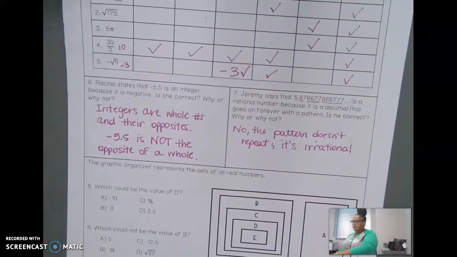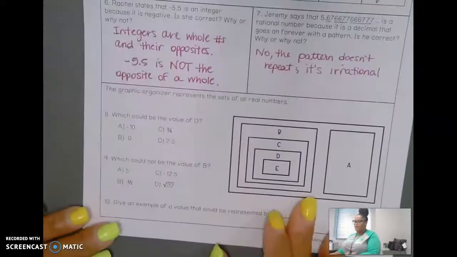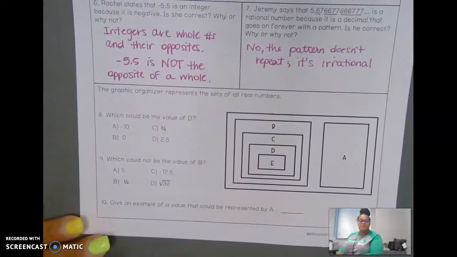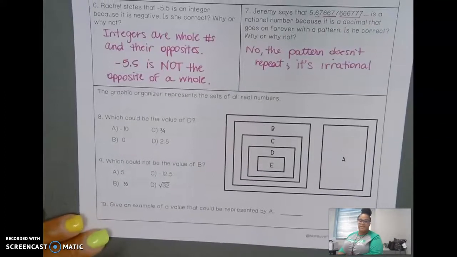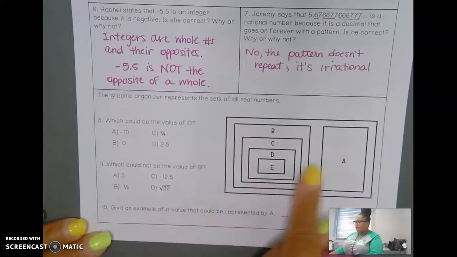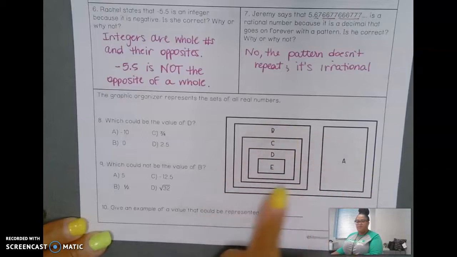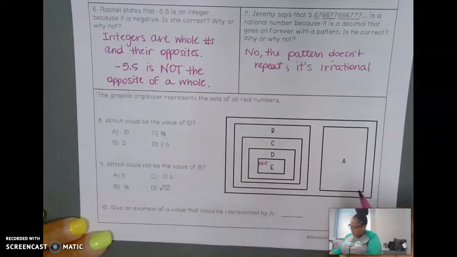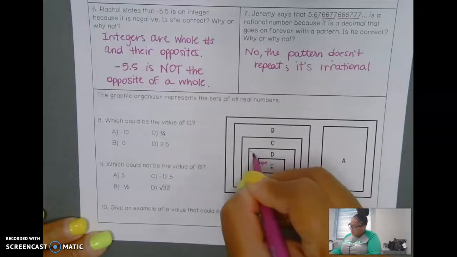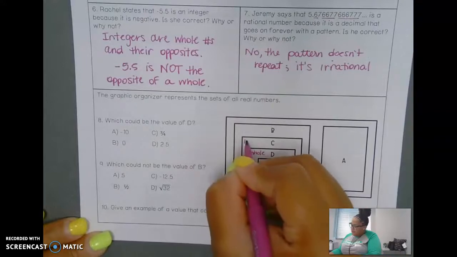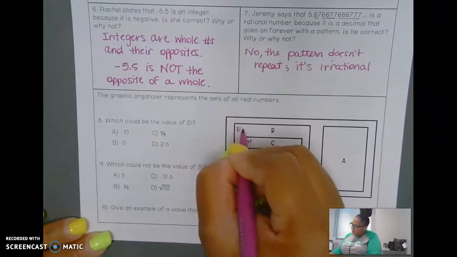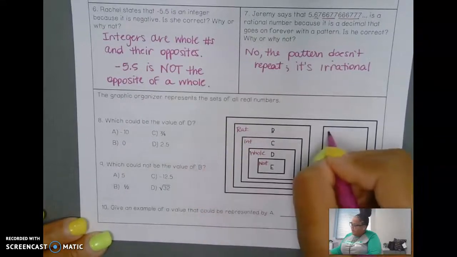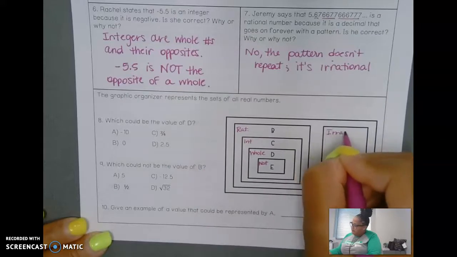All right, now at the bottom third of the paper, the graphic organizer represents the sets of all real numbers. Which could be the value of D? So we need to go back and remember what these groups are as we labeled them. E is a natural number, so I'm going to stick natural in there. D is whole, I'm thinking W for whole. C is integers. B is rational. And A is irrational.